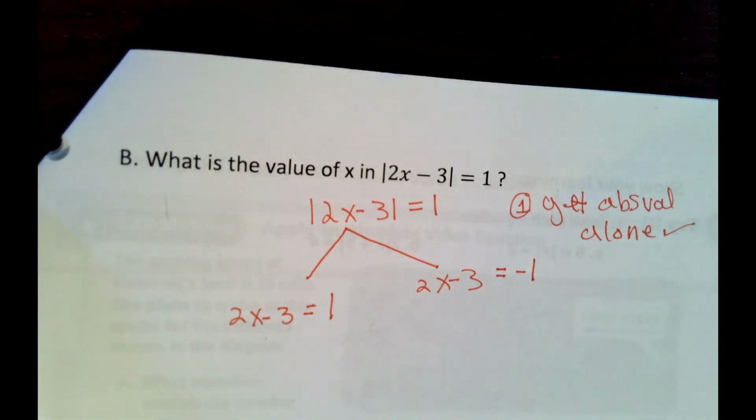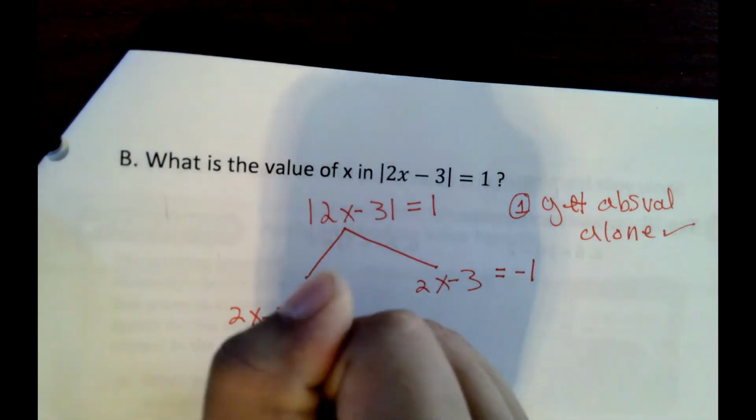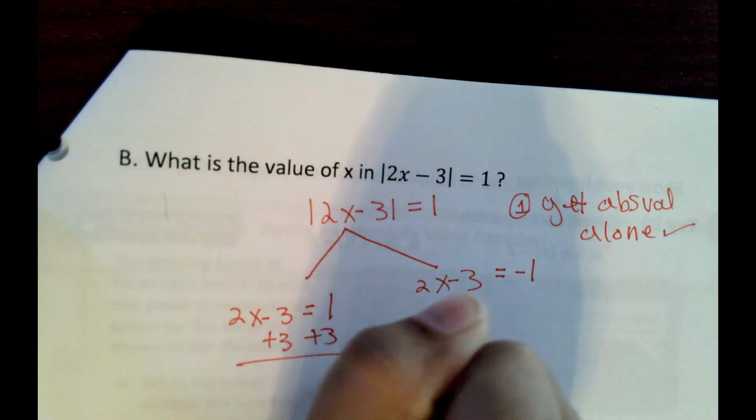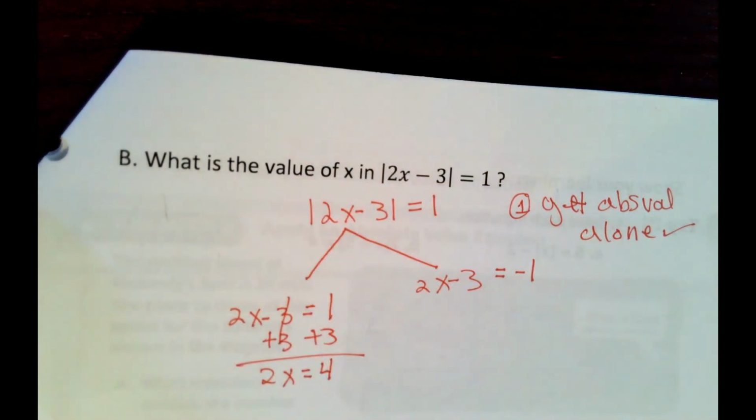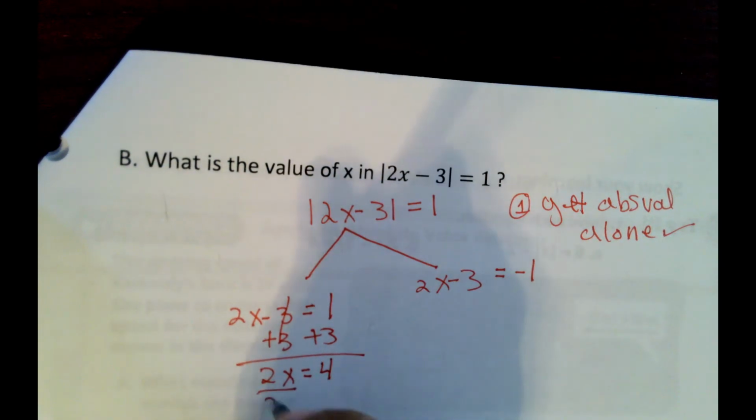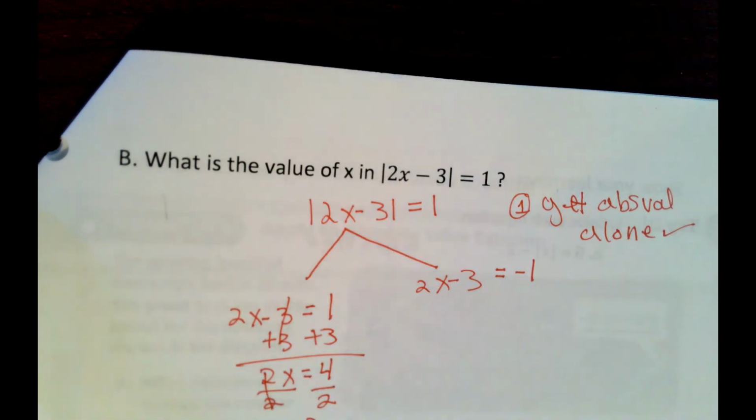Alright. So now we just solve these like normal equations. So we add 3 to each side here. And we get 2x equals 4. Divide 2 on each side. You get x equals 2. We got our first one.